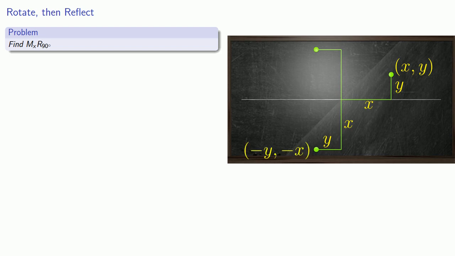And so our new x-coordinate will be minus y, which we'll write as 0x plus negative 1y. And our new y-coordinate will be negative x, which we'll write as negative 1x plus 0y. And finally, we'll record just the coefficients to get our transformation matrix.